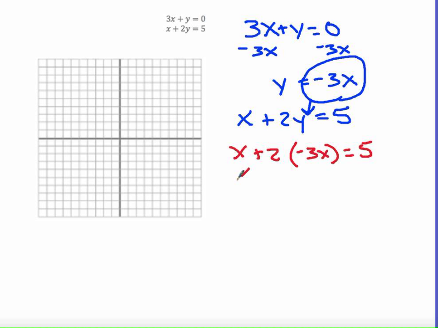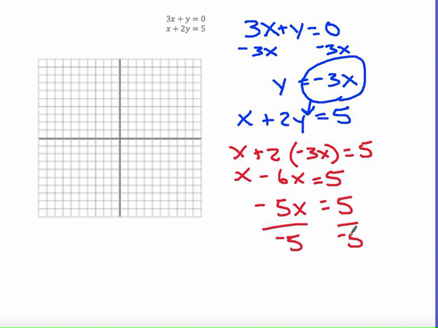Okay, now we just want to solve that for x. So we have x minus 6x equals 5. So 1x minus 6x is a minus 5x, equals 5. I'm going to get that x all by itself, so we're going to divide by minus 5. Whatever we do to one side of the equation, we have to do to the other. Now minus 5 over minus 5 is 1, so we get x is equal to minus 1.